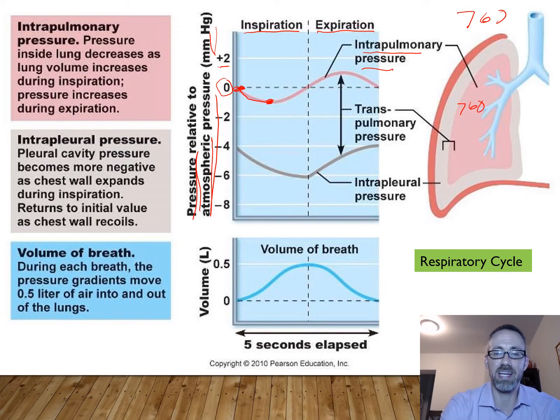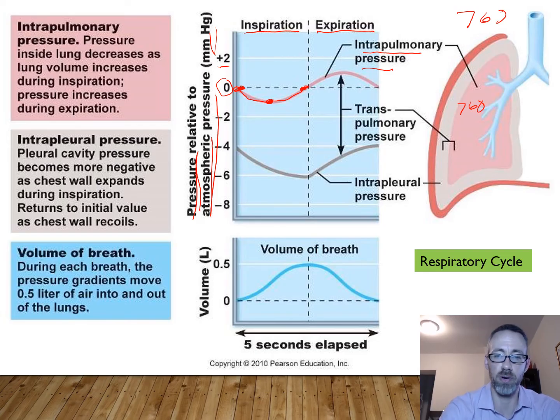And again, at the end of inspiration, however, remember, as we create that gradient, air is going to start to move into the lungs, and it's going to equilibrate. So by the time I'm done taking my breath, at the end of my breath, the air has already equilibrated, and there's no more gradient anymore. So at the end of inspiration, we're back to 760 millimeters of mercury.